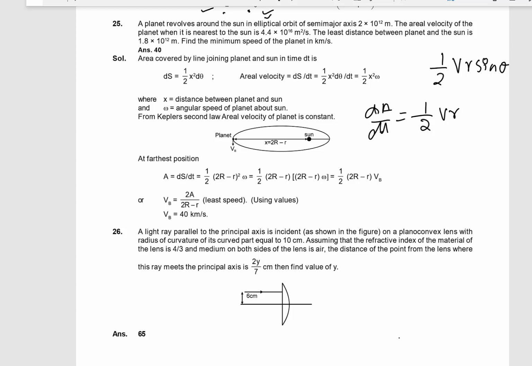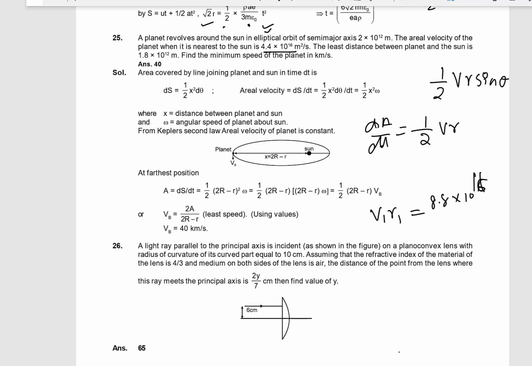From here it is given that the areal velocity is 4.4 into 10 power 16. At the near point, where sine theta is 1, what is V1 R1 at that particular point? It is 2 into dA by dt, which will become 8.8 into 10 power 16, right?